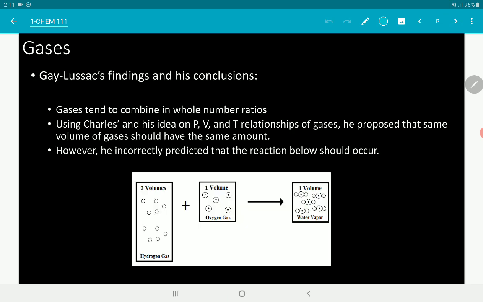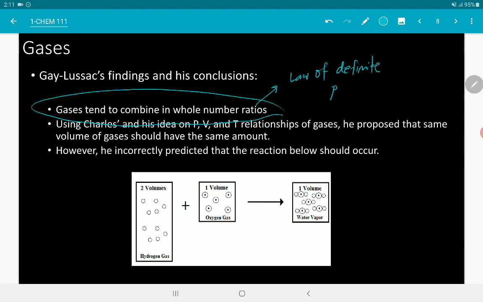Okay, so ito na yung Kelvin temperature scale. So, Gay-Lussac's findings was also interesting kasi he discovered that gases tend to combine in whole number ratio. So, this is the law of definite proportions. Okay? So, hindi lang naman siya yung nakadiscover ng law of definite proportion, pero siya yung nakadiscover nun sa gases. Okay? So, he's using Charles' law to predict the structure or the composition or the chemical formula of compounds based on how many gases combine to form them.